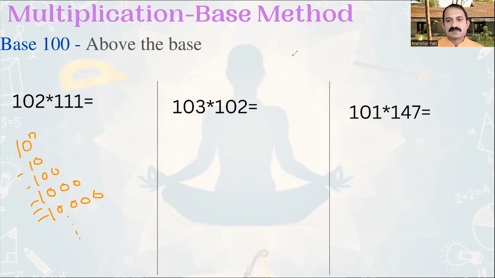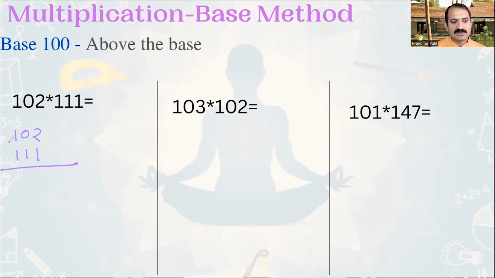So understood? So multiplication with the base method, when the numbers are above the base. You can see the examples. All the numbers are just above 100. The condition should be that the number should be near the base, either above the base or below the base. First we will see above base. So 102 and 111. There is a very particular way of writing the example. First you should understand that. Once you write the example in the proper way, it's very easy to solve. Particularly in the base method, we have to write in that way only. So here you can see we have to write both numbers one above the other.